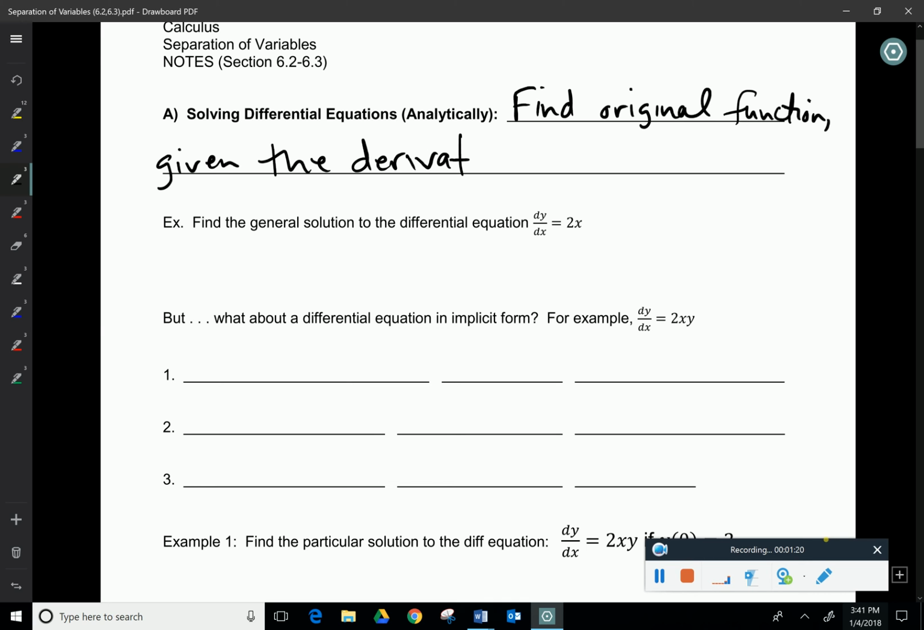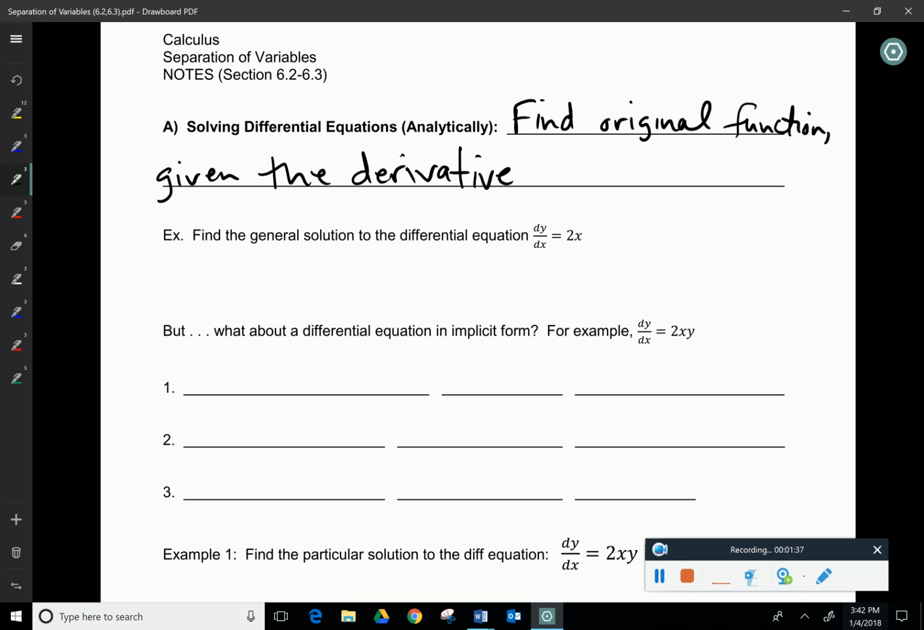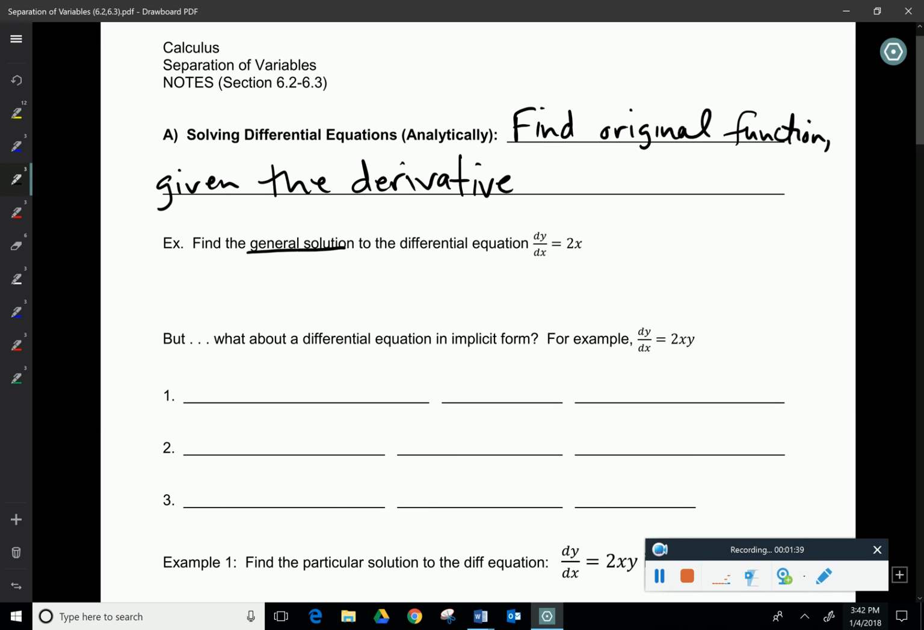And like I said, we've done this before. Look at my example. It says find the general solution to the differential equation if dy/dx equals 2x. When they say find the general solution, that means I want to find the original function, y equals what? The reason it's a general solution is because there's going to be a plus c. It's the generic form of the equation because we don't know what that constant is.